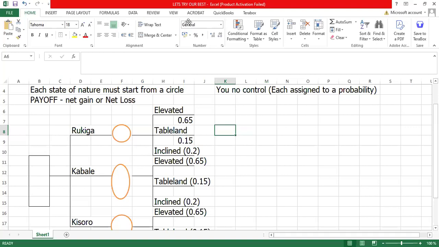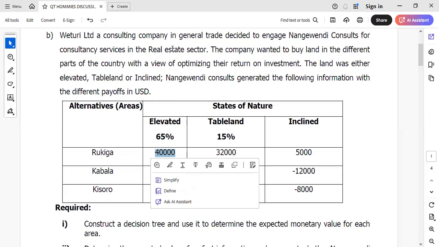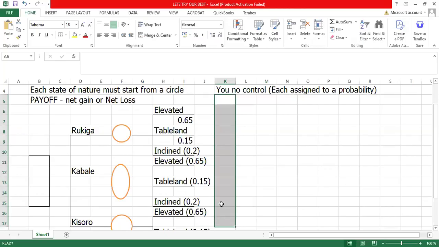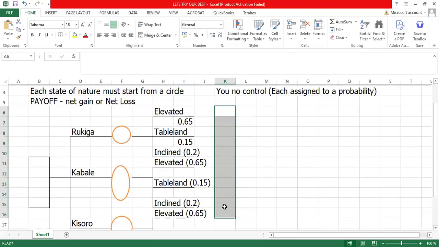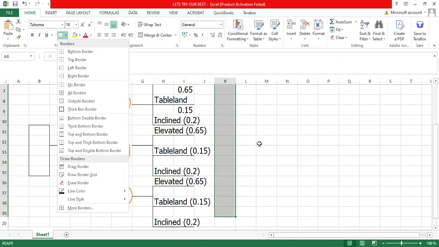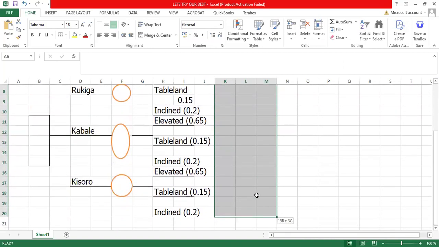So what is the outcome? Here you have Ruchiga and the state of nature is elevated. What is the outcome there? From the question, you have 40,000. These are your payoffs, so I can create a column for my payoffs. Here you will create a column for payoffs and just do it at once.